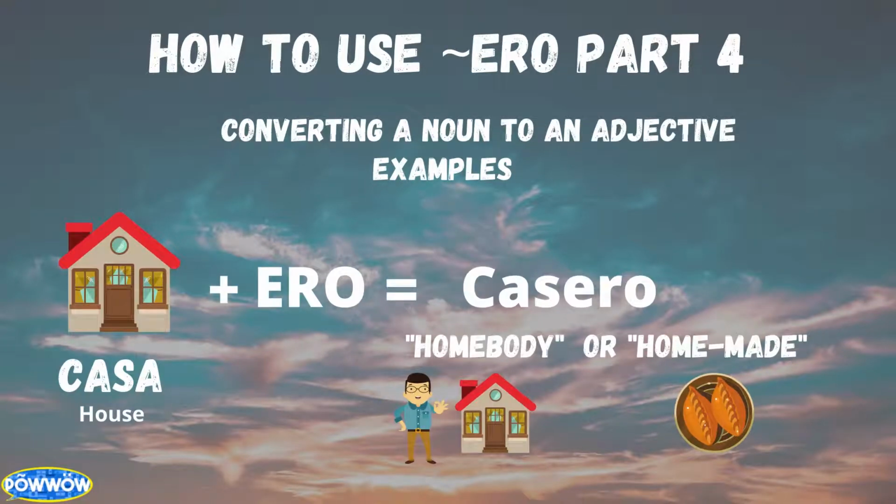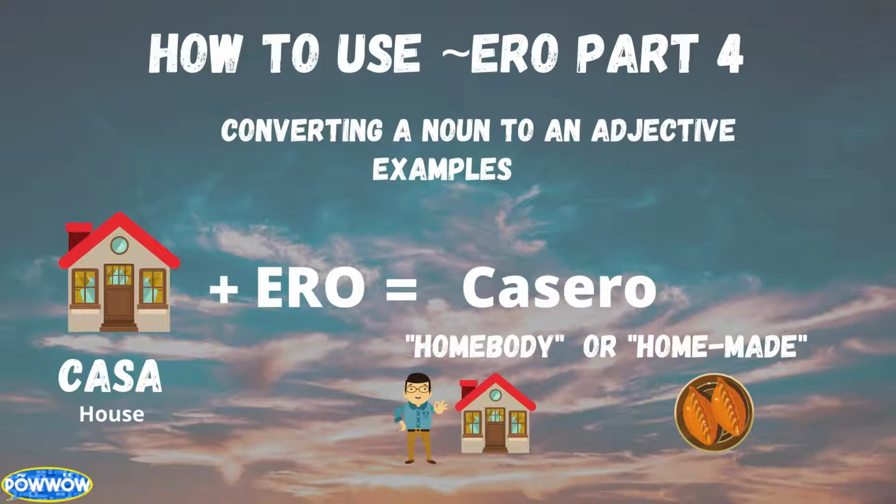Let's continue. Now we're going to learn about how to convert a noun to an adjective. So, in order to do this, we'll first have to start with our noun. So here we have the word casa, which means house in Spanish. And then we have our suffix ero. Now, when we combine this, remember, we chop off that last vowel of the word before we add the ero, and then we have casero.